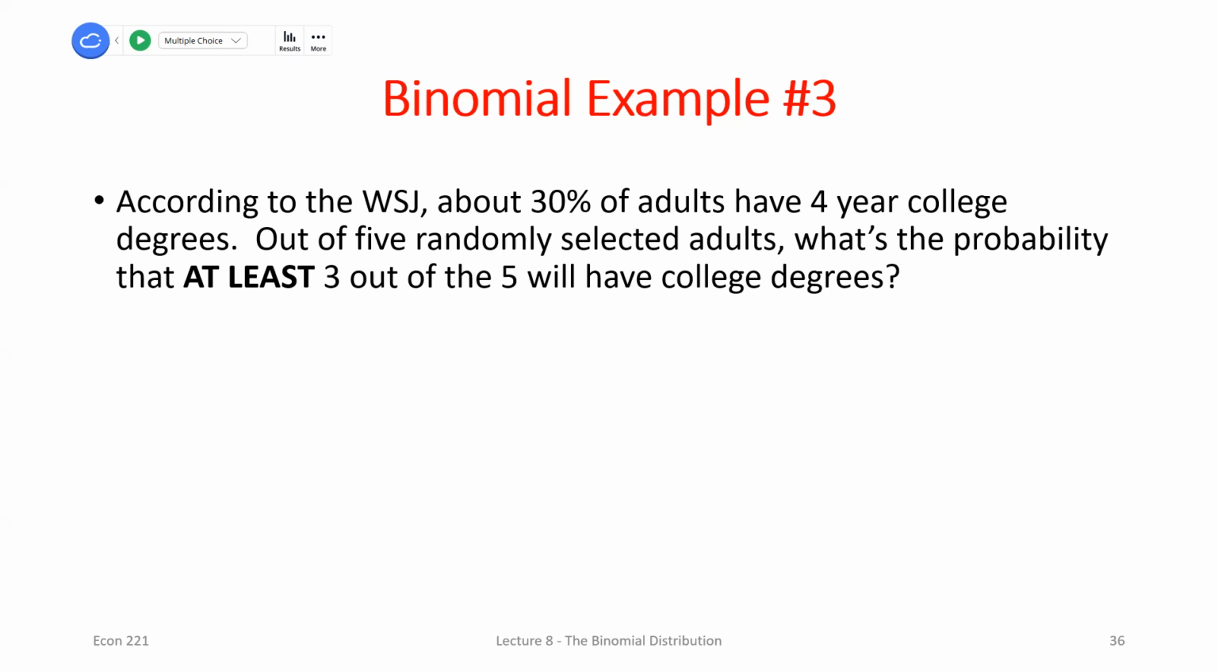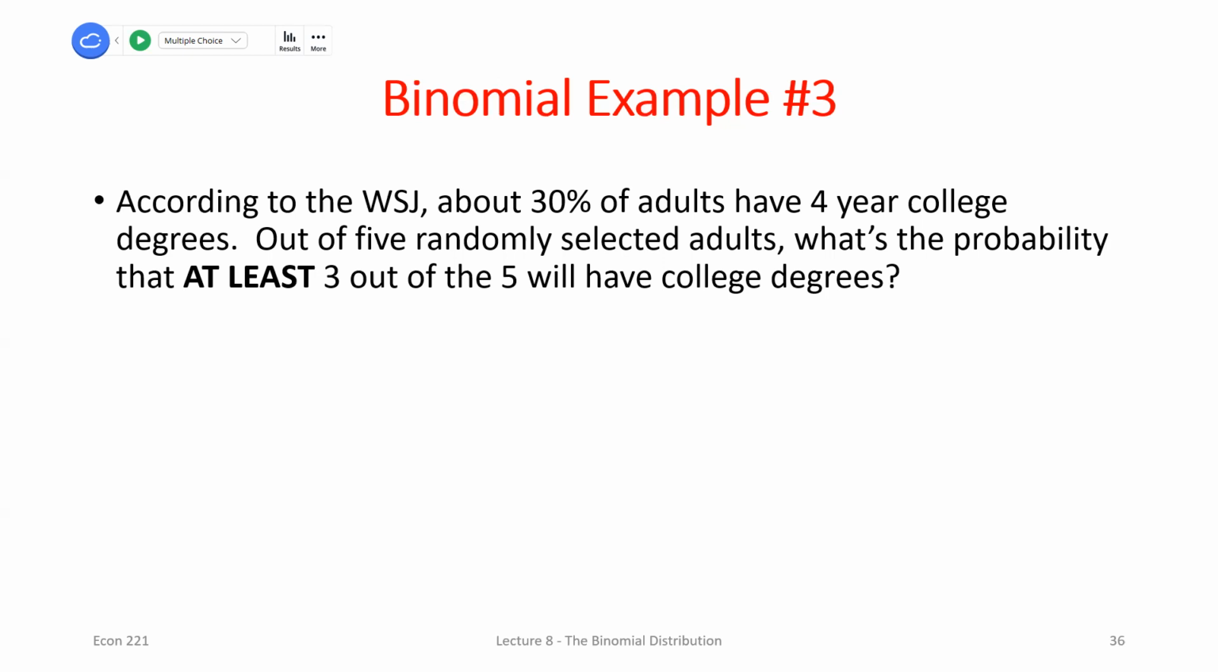So the very first one would be the probability X is equal to 3. Add to that the probability X is equal to 4, and then add to that the probability X is equal to 5. Well, why do we stop at 5? I've got 5 people I'm looking at. I can't see 6 of them have a college degree, right? I stop at that maximum number of trials.